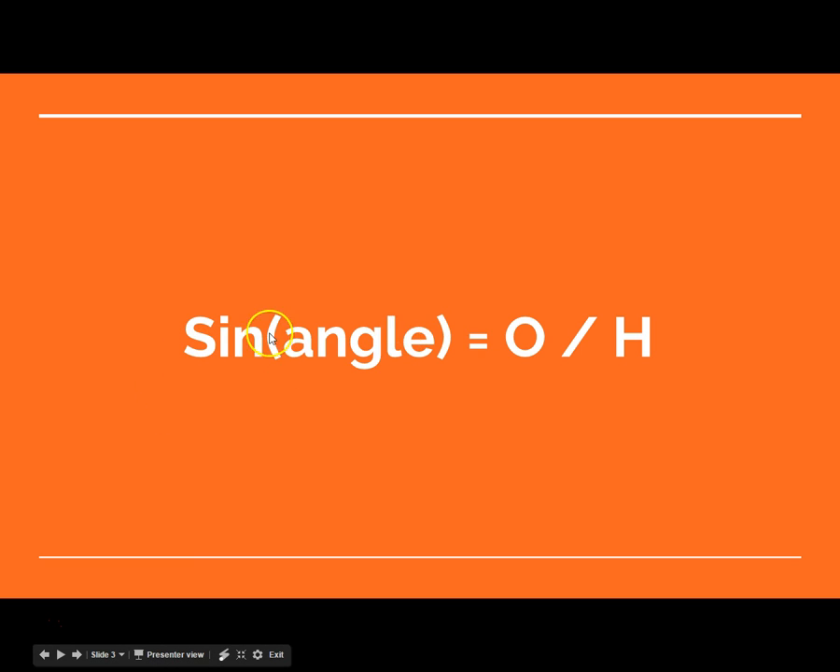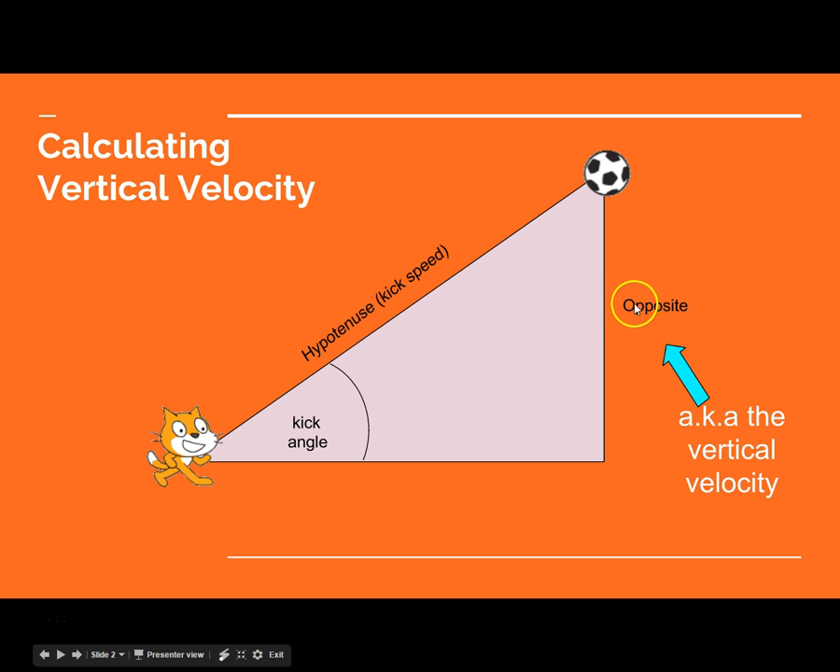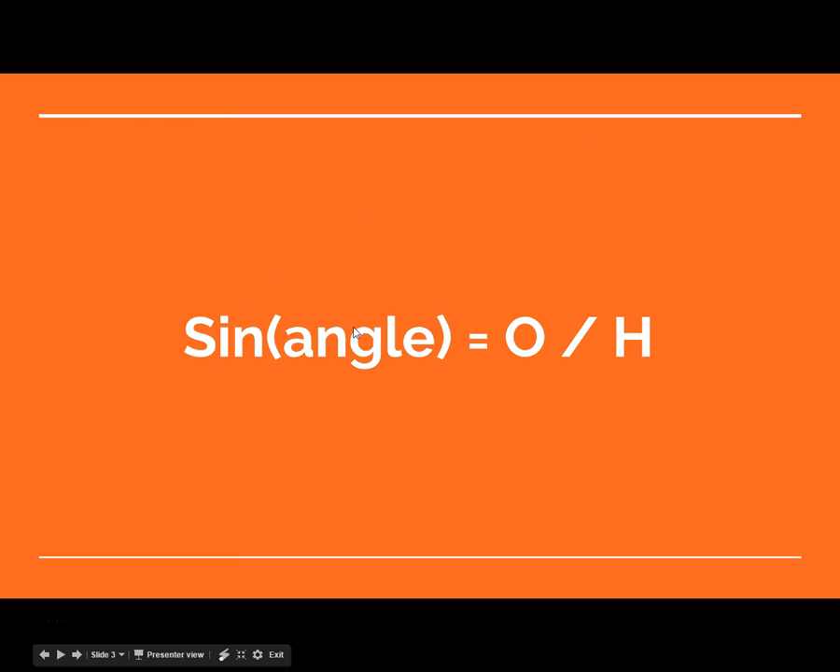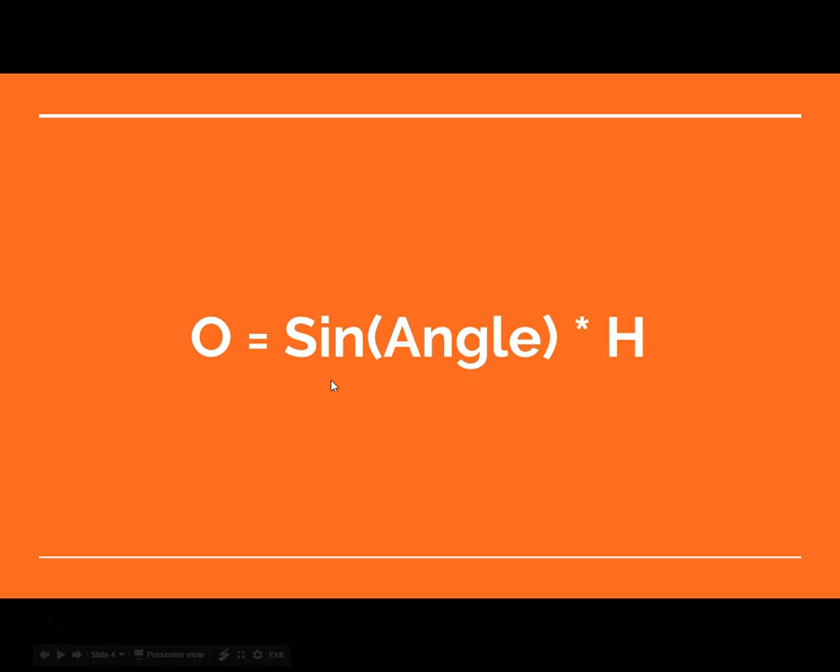The sine of the angle equals the opposite over the hypotenuse. Now the opposite would be the vertical acceleration, and the hypotenuse is the speed here. At the moment we know the angle, and we know the hypotenuse, but we need to find out the opposite. So if we rearrange that equation, we get that. The opposite, which is going to be the vertical acceleration, equals sine of whatever the angle is, times the hypotenuse, which is the speed. Excellent. So we can do that right now. Let's have a go at that.